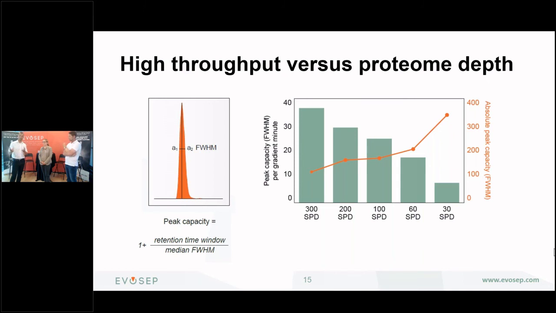And food for thought. Again, there's no real answer to throughput versus depth. No. It's really a consideration you need to take before designing your experiment. Yeah. And also being honest with yourself, not necessarily going for depth. 10,000 proteins might not be necessary in each sample, especially if you have tens of thousands of samples.